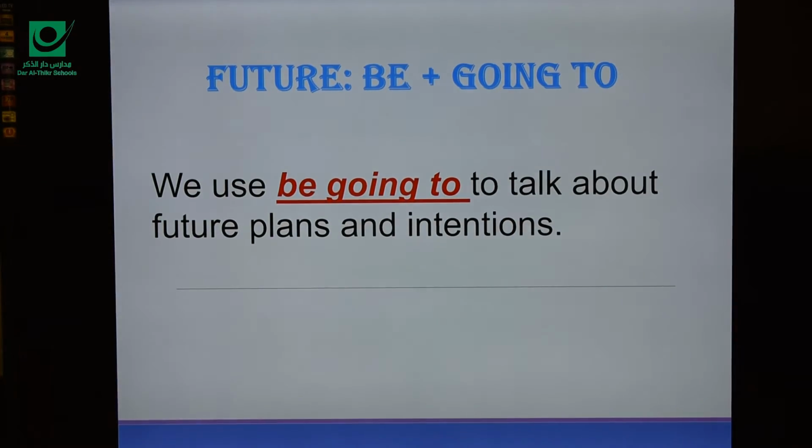Okay, future: be going to. We use be going to talk about future plans and intentions, and about actions or things that are going or about to happen.